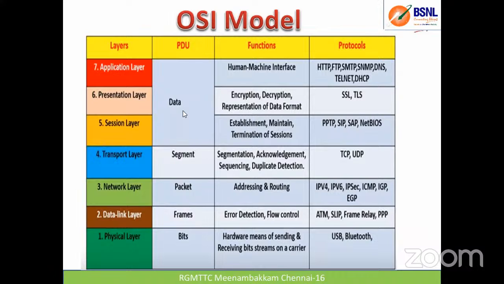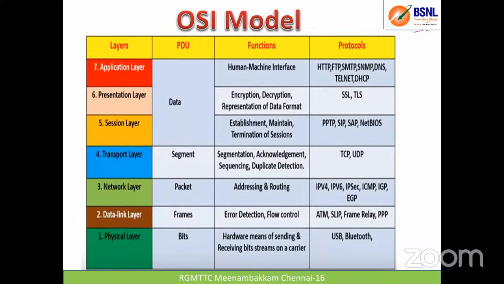IGP and EGP are the Interior Gateway Protocol and Exterior Gateway Protocol. An Interior Gateway Protocol is a protocol we use within an autonomous system. An autonomous system is a network that is managed and controlled by a single entity or a single organization.